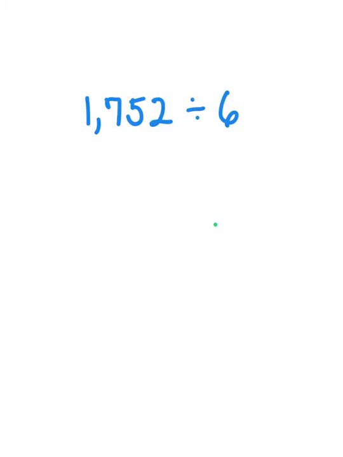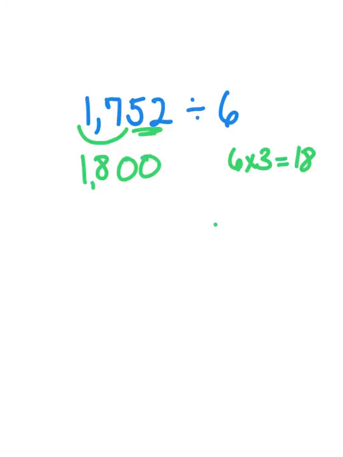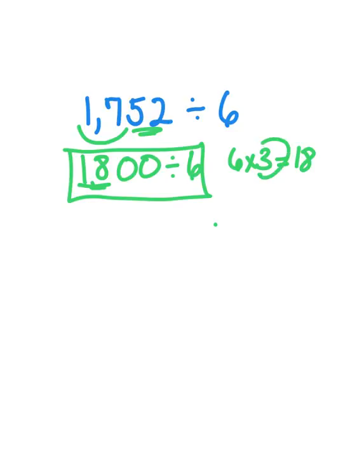6 times 1 is 6. 6 times 2, 6 times 3. And we found that 6 times 3 equals 18. So we want to change this and make this into 18. And these guys are just going to turn into a 0. And then we can divide it by 6. And if we divide it by 6, 6 goes into 18 3 times, and we have 2 zeros. So our estimated answer to 1,752 divided by 6 is 300.